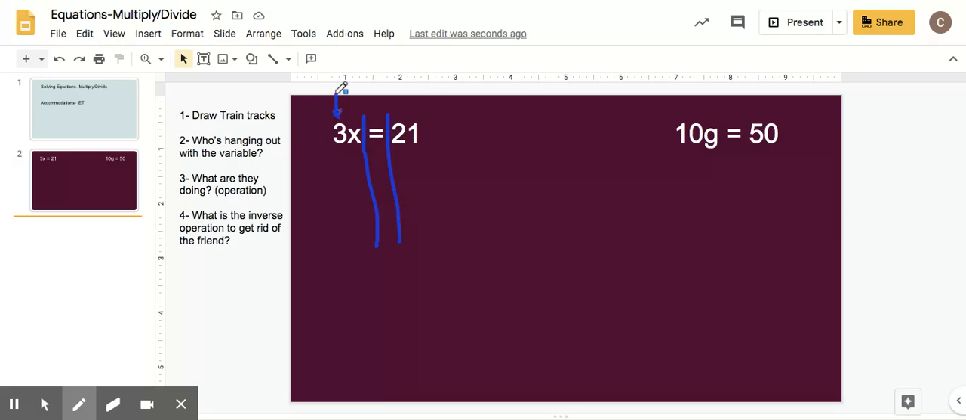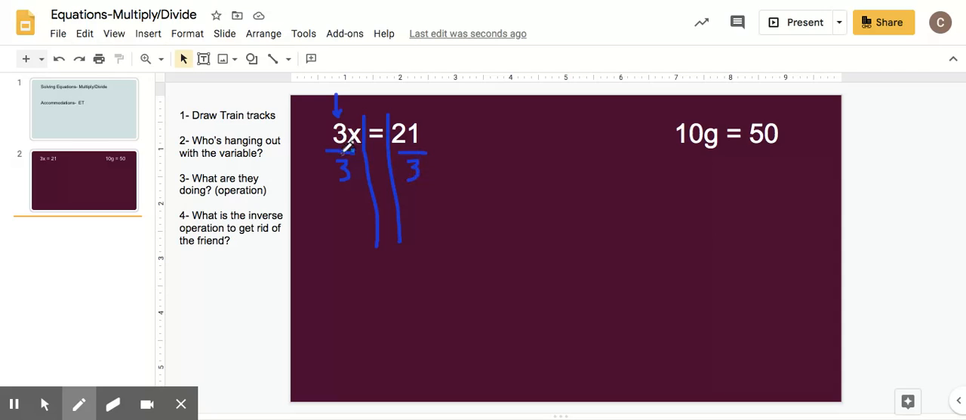So who's hanging out with x? That is going to be the friend, the number that is on the same side as the variable. So 3 is our friend. And what operation are they doing? So remember, when we don't see an operation, we don't see a sign, that means that they're multiplying. So 3 is multiplying by x. This is 3 times x. And so the inverse operation is going to be to divide. And we divide by drawing fraction lines. So we need to get rid of the 3, so we have to divide by 3.